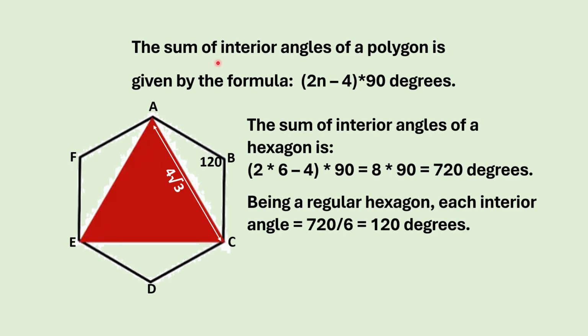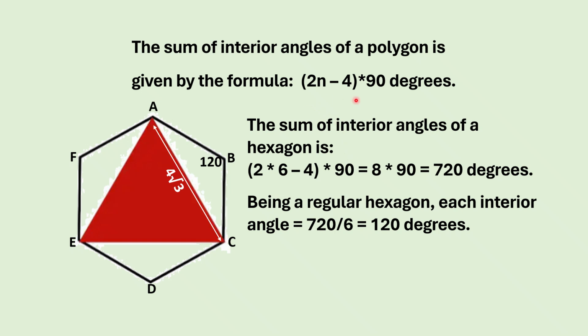Next, we find the interior angle of the polygon. The sum of interior angles of a polygon of n sides is given by (2n minus 4) times 90 degrees. For a hexagon, n will be 6. So 2n minus 4 becomes 2 into 6 minus 4, so that will be 8 into 90, or 720 degrees. This is the sum of all the 6 interior angles. So one interior angle will be 720 divided by 6, that is 120 degrees.